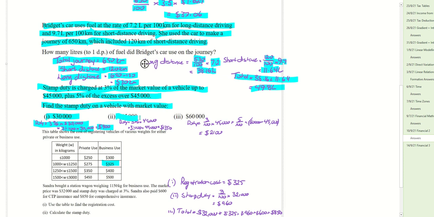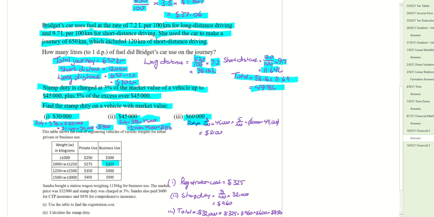Stamp duty on a vehicle with market value of $45,000. The duty is 3% times 45,000, which is 3 divided by 100 times 45,000, $1,350. In my last case, I have to pay duty on $60,000.